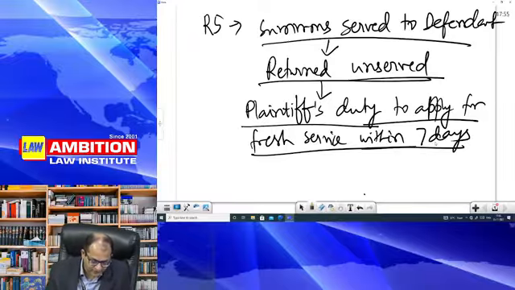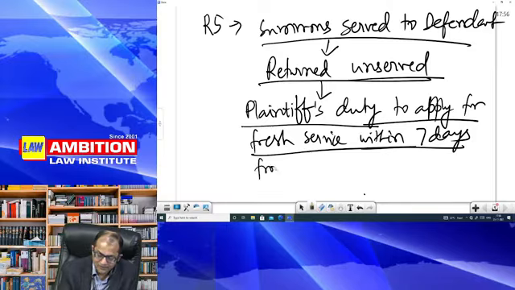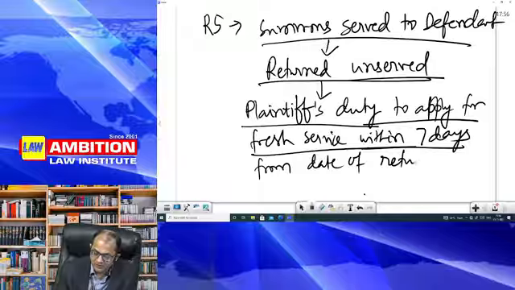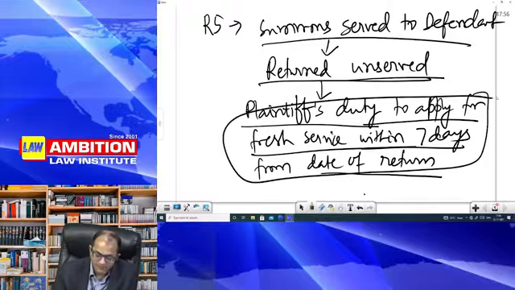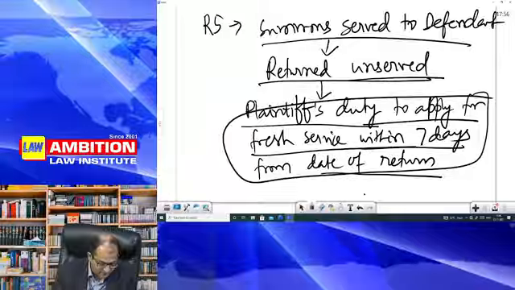So it says, where after a summons has been issued to the defendant or to one of several and returned unserved, the plaintiff fails for a period of 7 days from the date of return to apply for fresh service. So if it has been returned today, within 7 days you apply for fresh summons. Apply for fresh service.